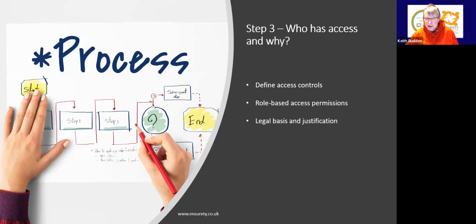Step three, then, once you've got the data, you know what's happening to it, you know what steps it's going through, who has access to it, and why. It's good to have role-based access permissions. It's good to define access controls. It's good to have multi-factor authentication to be able to access the data. But have you got that in all the places? And what's the legal basis for processing the data? And does that legal basis change as it moves through the whole data flow from infant data over here, from when it starts, to end of life data over here when you're finally storing it and archiving it?